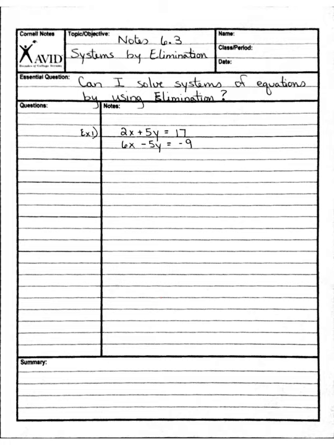So we're going to go ahead and take a look at our third method in solving these systems of equations. Probably one of my favorite methods. Our first method was graphing, where we graphed and we identified what the solution was. Then we used substitution. This one we're going to use what's called elimination. So can I solve systems of equations by using elimination?